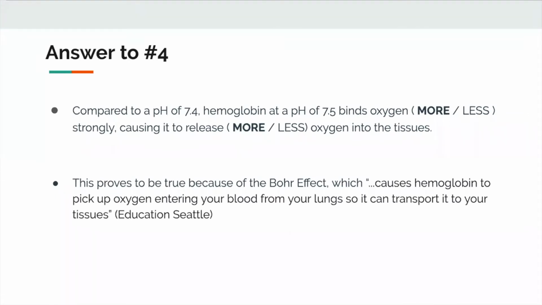The answer to number 4 is that compared to a pH of 7.4, hemoglobin at a pH of 7.5 binds to oxygen more strongly, causing it to release more oxygen into the tissues. This proves to be true because of the Bohr effect, which causes hemoglobin to pick up oxygen entering your blood from the lungs so it can transport it to your tissues, via the Education Seattle website.